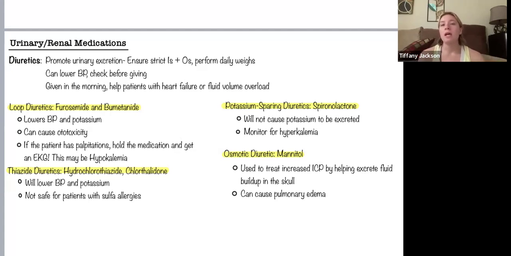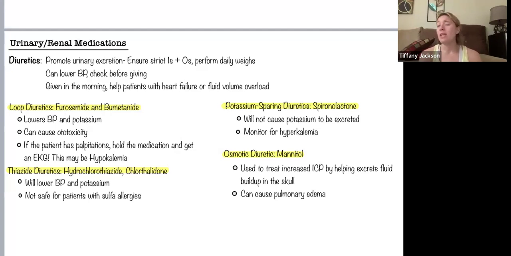Up first is our loop diuretics. This is furosemide and bumetanide, most common furosemide, which is Lasix. This will help lower blood pressure. It can also lower potassium. Big issue is ototoxicity. So if the patient starts having issues with their hearing, we want to report that finding to the provider. If the patient begins to experience EKG changes or is having palpitations, we want to hold the medication. Why? These medications can cause hypokalemia.